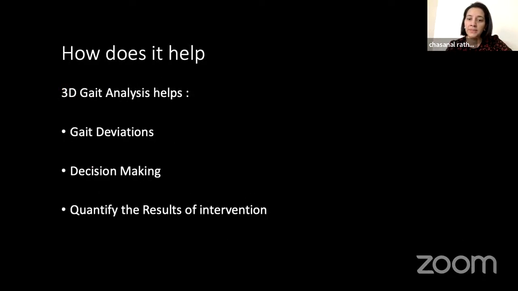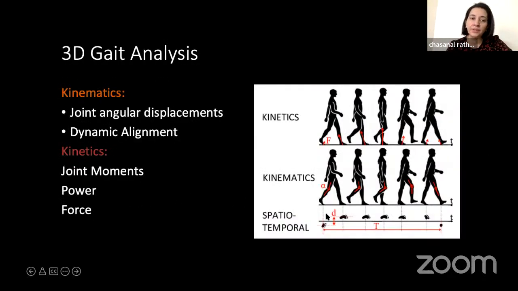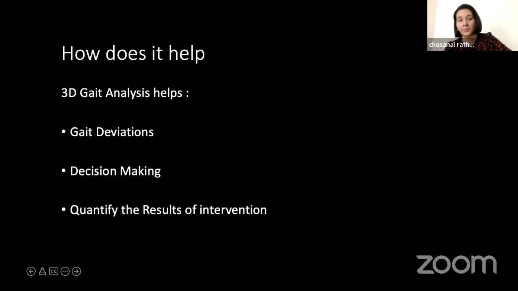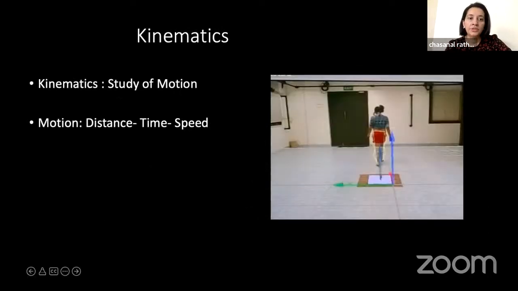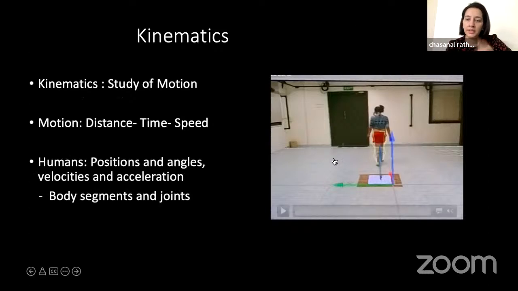And additionally, the temporospatial parameters, like I mentioned, we get in a gait report as well. So it helps us to pick whatever gait deviation there is, even the smallest deviation from the normal pattern, the graph will quickly show. And additionally, of course, it makes our decision making much stronger and more confident, and it helps us to quantify the results of our intervention. So let's have a look at each of it quickly.